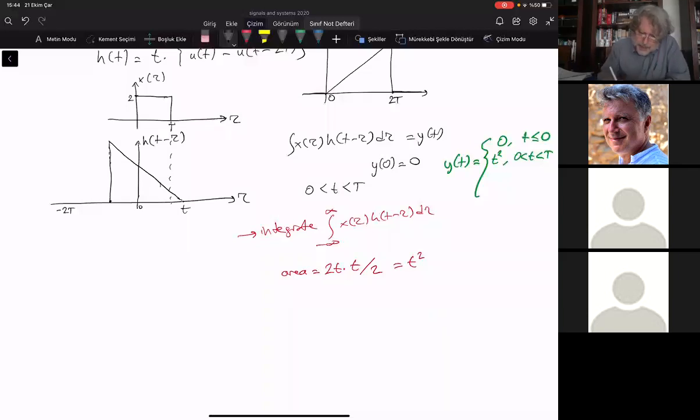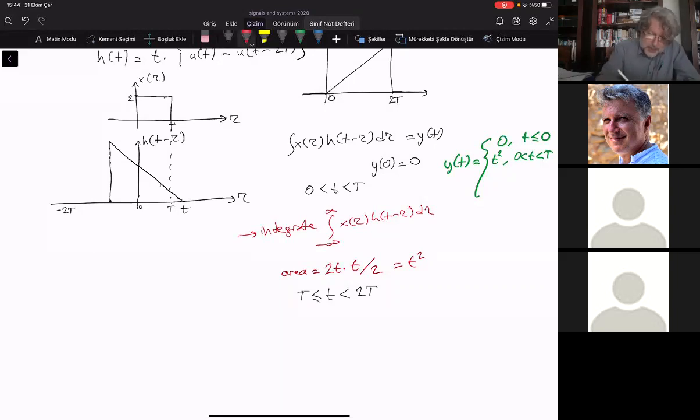Where is this t? This t is greater than capital T, first of all, clearly, because capital T is here. But it is less than 2 capital T, because if that t is more than 2 capital T, it means something else. It means we have shifted too much to the right-hand side. So, let's keep it like this. T is greater than or equal to capital T, and it is less than 2 capital T.